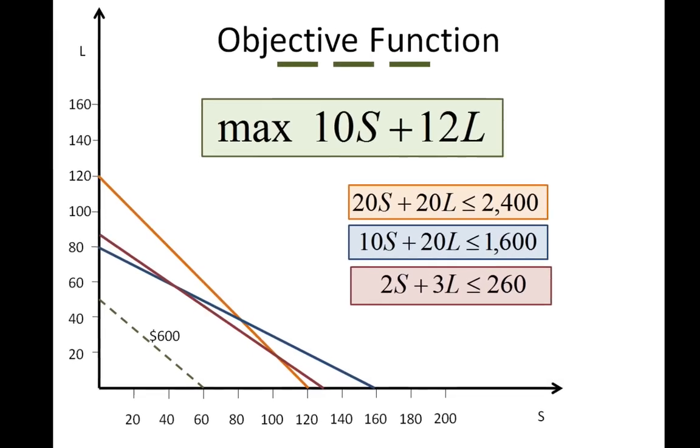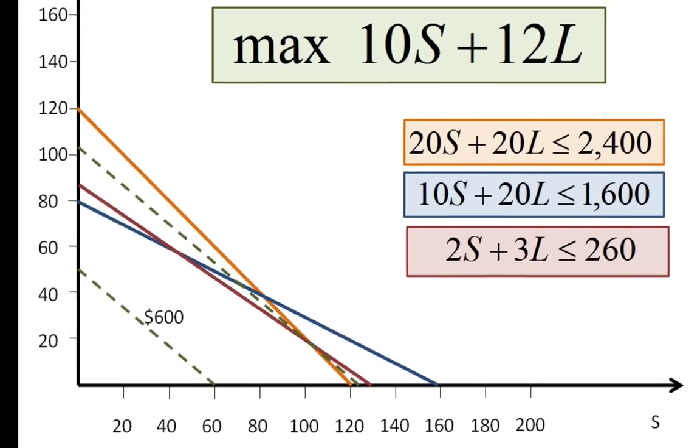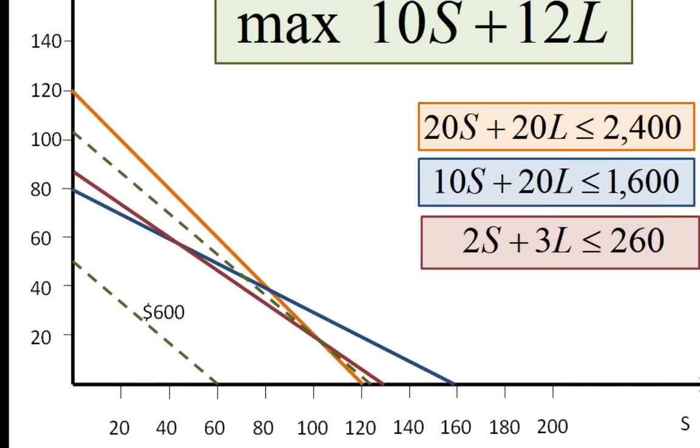Now we know the slope. We push this out until we just hit the feasible region, or just touch the feasible region. And here is our optimal solution. We produce 100 small vases and 20 large vases.